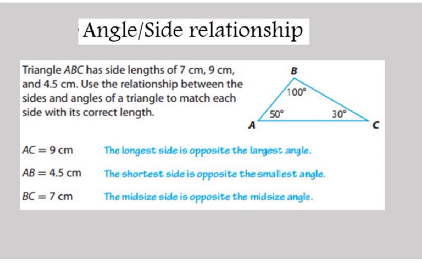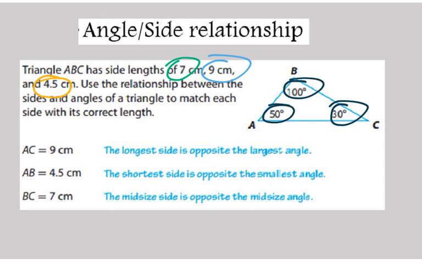So here's the angle-side relationship explained. Okay, so what we have is triangle ABC that has side lengths of 7 centimeters, 9 centimeters, and 4.5 centimeters. Use a relationship between the sides and angles of a triangle to match each side with its correct length. One side length is 7 centimeters, one is 9 centimeters, and another is 4.5 centimeters. They're all different. We will also notice that our angle measurements are all different as well. We have a smallest at 30 degrees, a mid-size at 50, and a largest at 100.